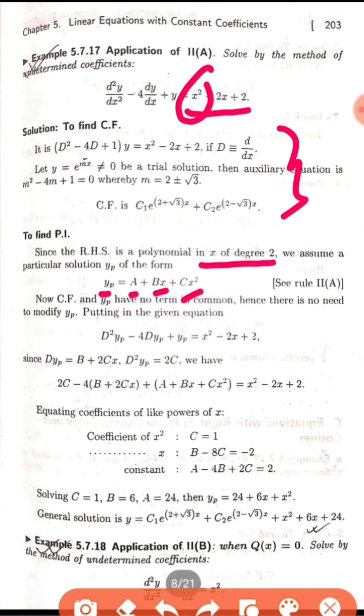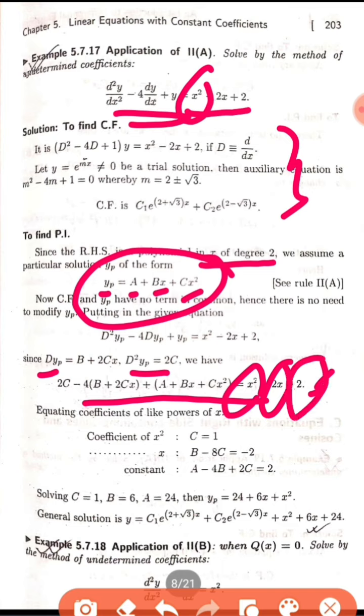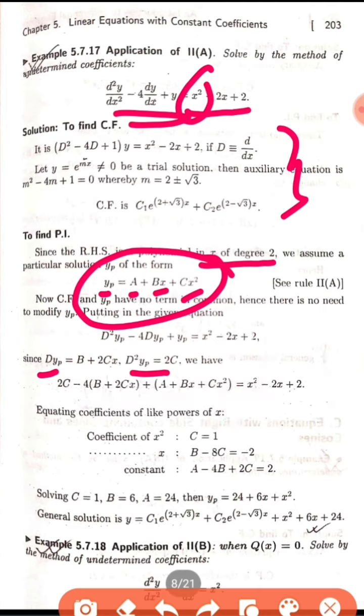Now you have to put this YP value in this mother equation. For this you have to take the first derivative and the second derivative, and put them in the mother equation. You have this. Now comparing both sides of this equation, comparing the power 2 of x, power 1 of x, and the constant. It is very linear comparing, very easy comparing.